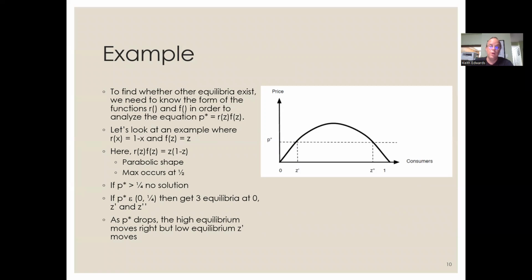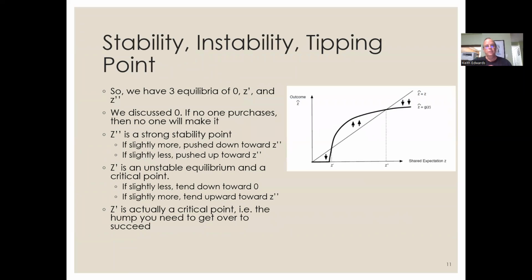If P star is greater than 1/4, which is where the maximum value of the price is located, then there's no solution. If it's between 0 and 1/4, then we get three equilibria, and they occur at 0, Z prime, and Z double prime. As P star drops, the high equilibrium moves to the right, but the low equilibrium moves to the left. So we have three equilibria in this function: 0, Z prime, and Z double prime.